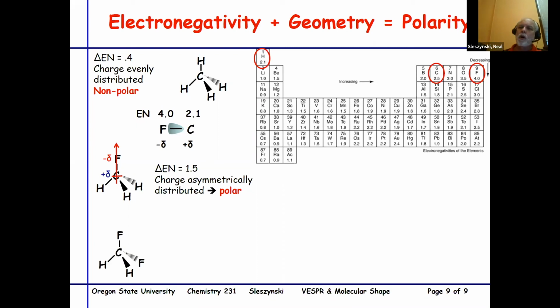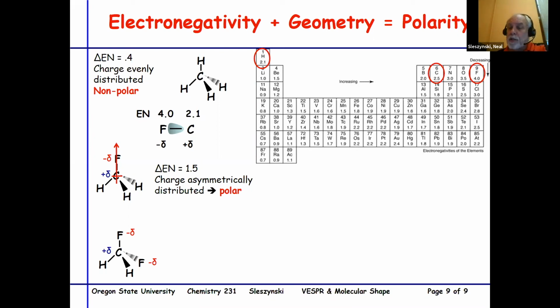Well, let's continue along this substitution and substitute in another fluorine for hydrogen. Again, I'm going to have partial positive and partial negative charges. Both of the fluorines will be partial negatively charged. The carbon now much more positively charged than in the previous example because I've got two fluorines that are pulling electron density away from that carbon.